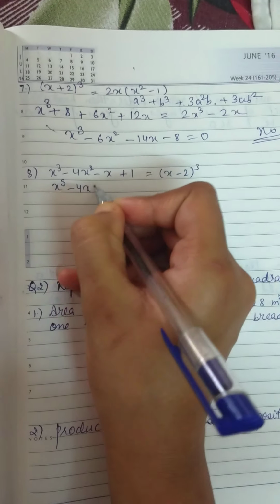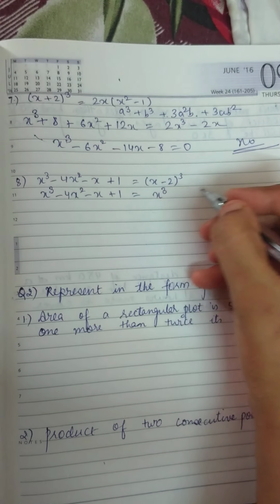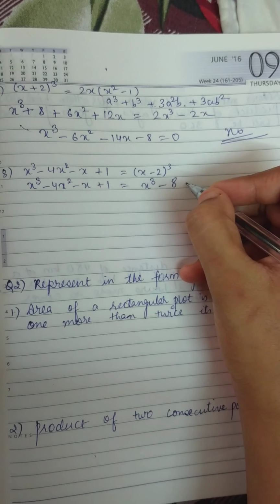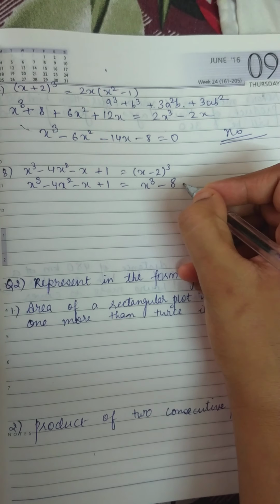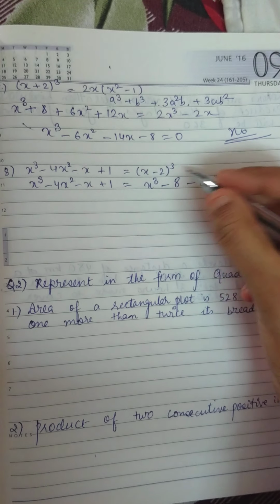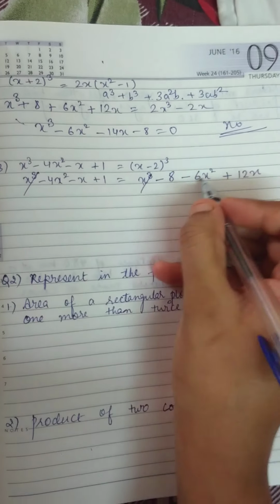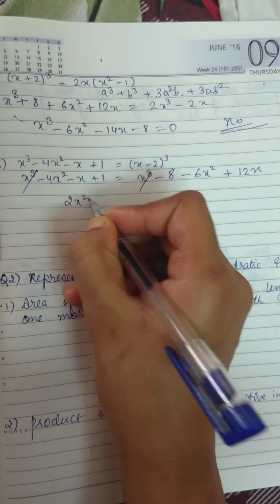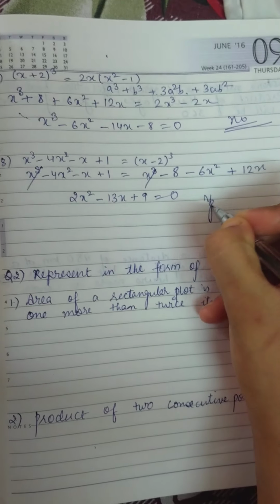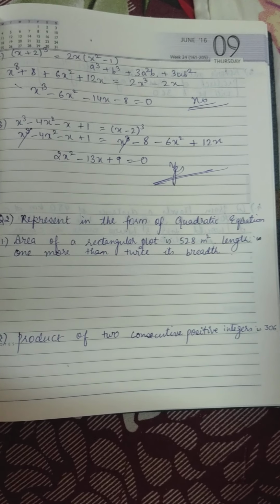x cube minus 4x square minus x plus 1 is equal to x cube. Now (a minus b) whole cube is a cube minus b cube minus 3a square b. So minus 6x square plus 2 into 2 is 4, 4 into 3 is 12x. So x cube cancels out. It becomes 2x square minus 13x plus 9 is equal to 0. Therefore, yes.